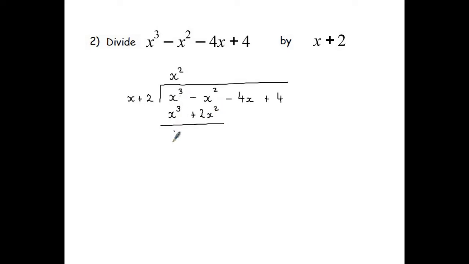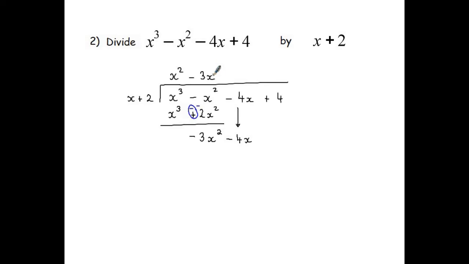So x cubed take away x cubed is nothing. So remember, minus 1x squared this is, take away plus 2x squared. So remember, you are subtracting this, so a minus and a plus make a minus. So you've got minus 1x squared minus 2x squared gives you minus 3x squared. Remember, drag this next term down, so your minus 4x goes here ready. And then start again. So minus 3x squared divided by x gives you minus 3x.